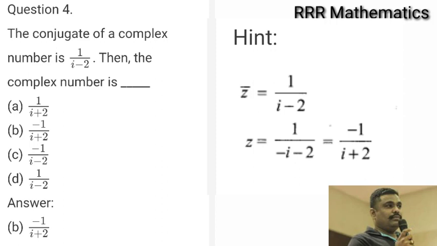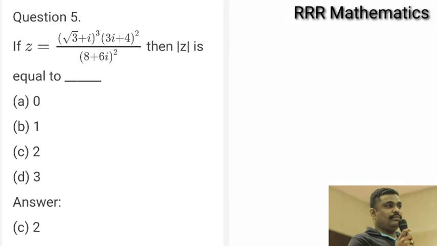Therefore, replacing plus i by minus i, we will get the conjugate of z bar, that is z. So in this case, z equals 1 by minus i minus 2, that is minus 1 by i plus 2. So in this case, the answer is option B, minus 1 by i plus 2.